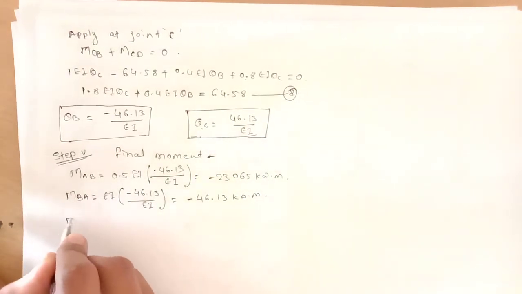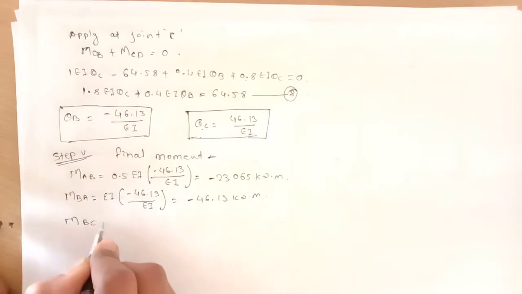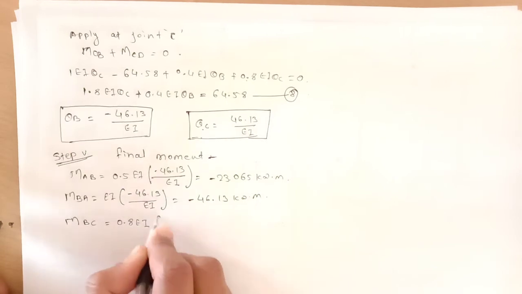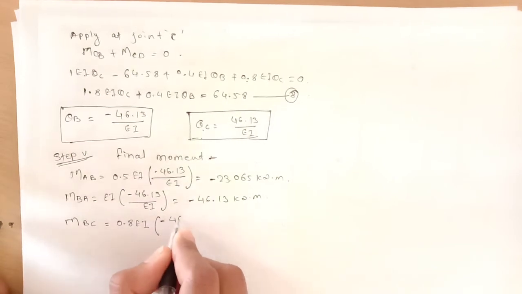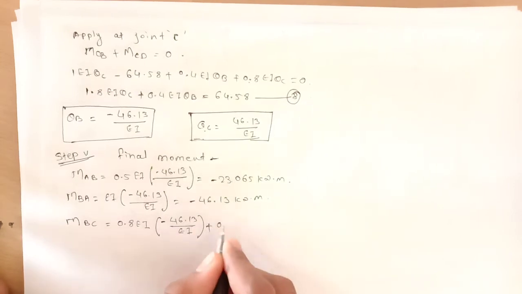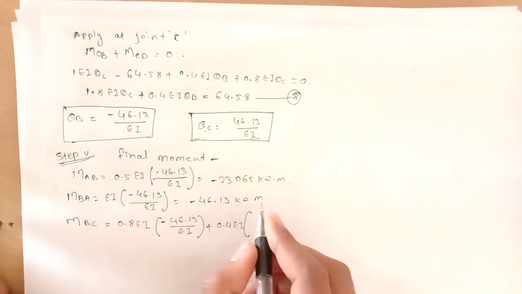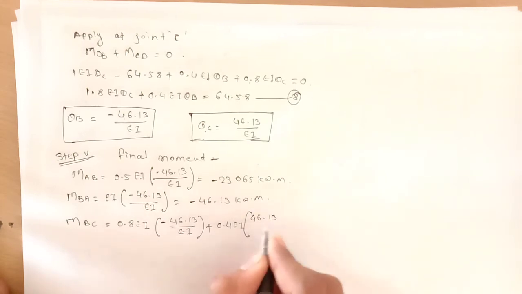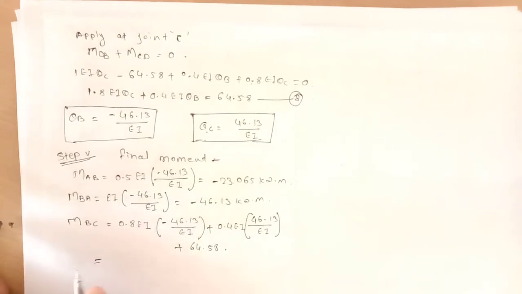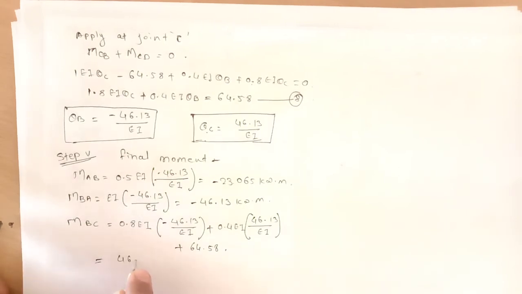Then next, the end moment at member BC is equal to, the equation is 0.8 EI theta B. Theta B is minus 46.13 divided by EI, plus 0.4 EI theta C. Theta C value is 46.13 divided by EI, plus 64.58. So the answer is, the end moment for member BC is 46.13 kilonewton meter.